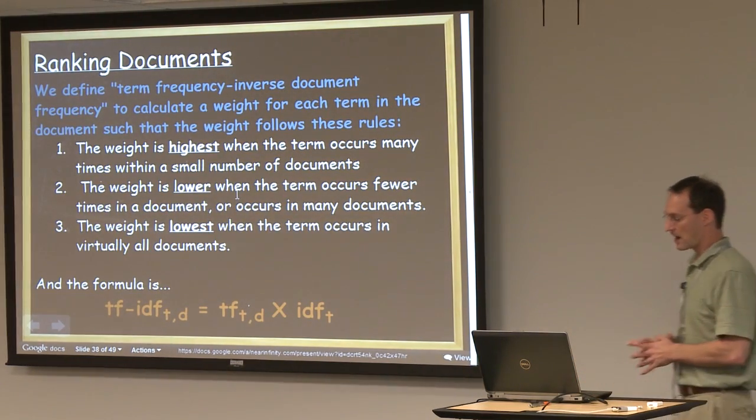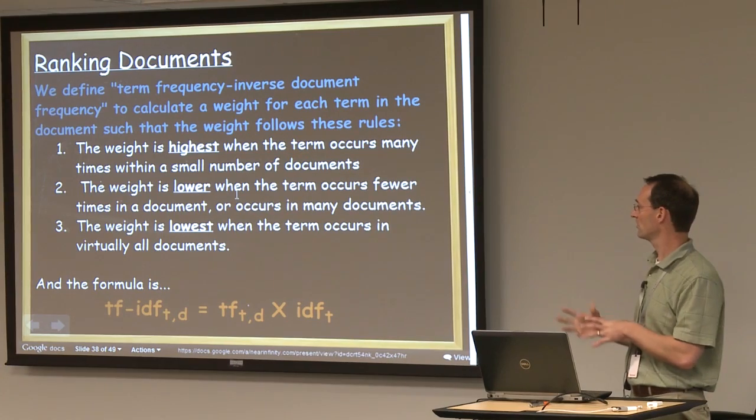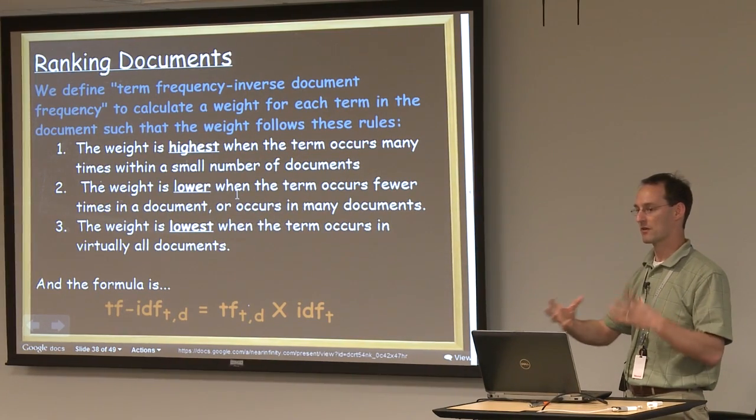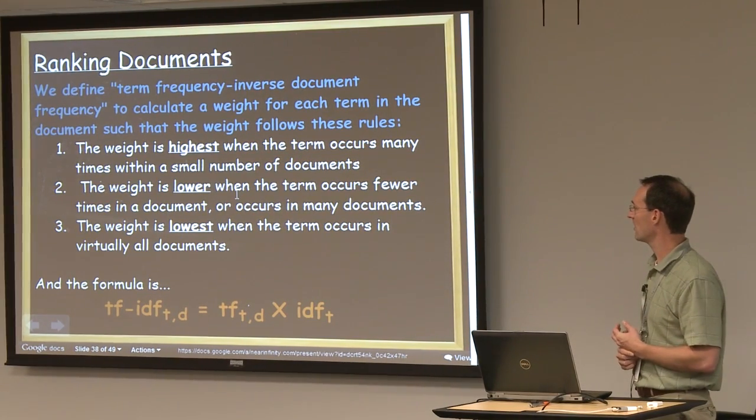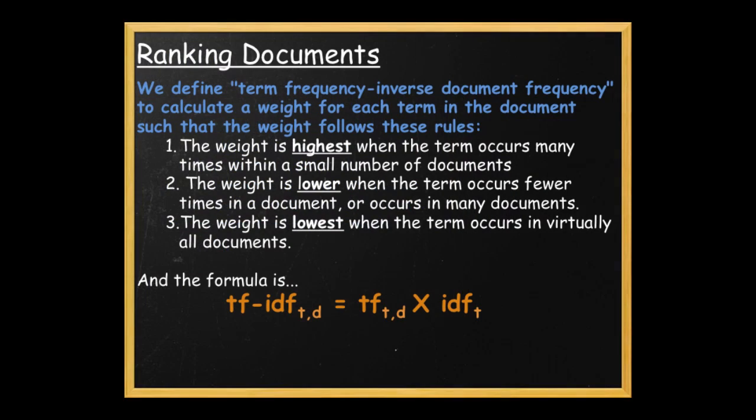So there's another thing that we use to get the really good measure of relevance in a document, and it's called term frequency inverse document frequency, or TF-IDF. That's just a dash, it's not a minus sign; all the literature seems to refer to it as a dash, and this is what they call it. And so the idea here is the weight for a term is highest when the term occurs many times within a small number of documents. This kind of makes sense.